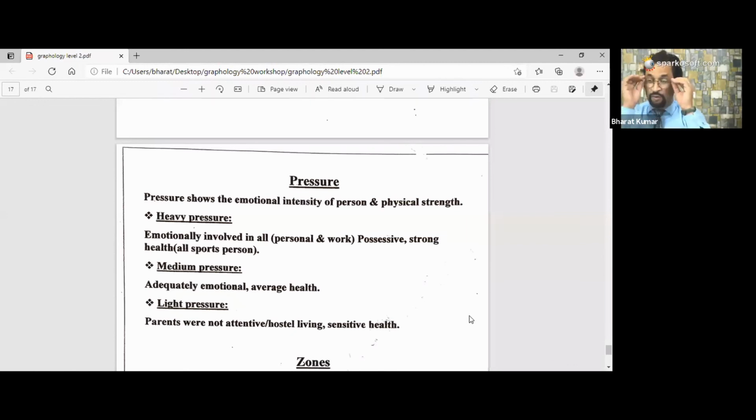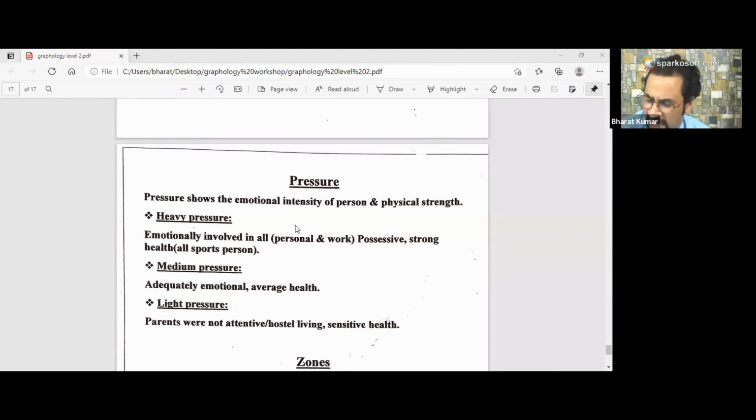So in the next workshop, we are going to study a very important factor, that is pressure. If you are a teacher, police person, in the forensic department, or a psychologist, then you should know how to identify whose writing this is. Yes, Dr. Harpreet, I agree. At the same time, the pressure exerted during writing denotes emotional behavior, stress and tension. Pressure shows the emotional intensity of a person and physical strength.